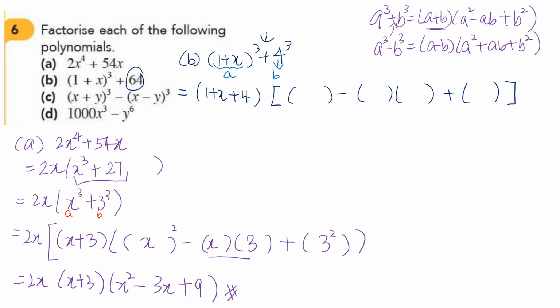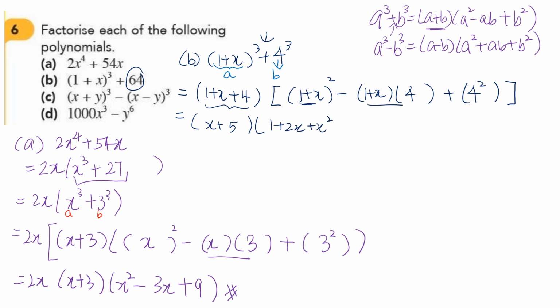So a squared will just be 1 plus x to the power 2, minus a, which is 1 plus x, times b, which is 4, then followed by 4 squared. Okay? Right, so this one we can simplify further to be x plus 5. This one you need to expand it. Will give me this.